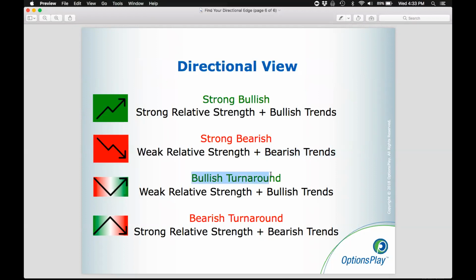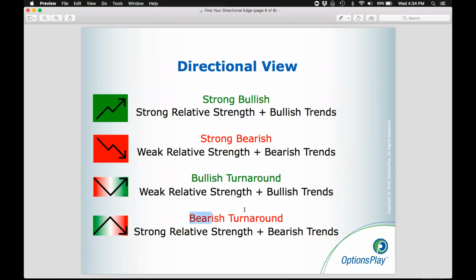So we have what's called a bullish turnaround. This is kind of picking bottoms. This is a stock with weak relative strength, so a stock that's currently underperforming the overall market. However, it's exhibiting bullish trends. That's telling us that this is a stock that's been beat up, a stock that's been underperforming the market, but it looks like the trends have started to turn around, and at least it may have bottomed. So this is how we can identify stocks that are more likely to have bottomed. This is more of a contrarian trade.